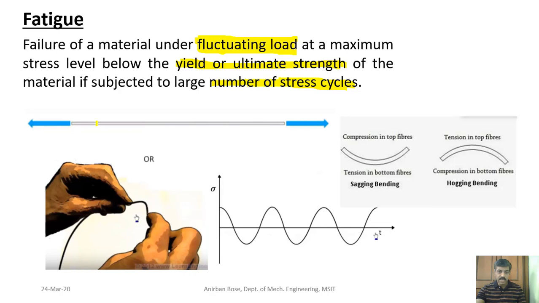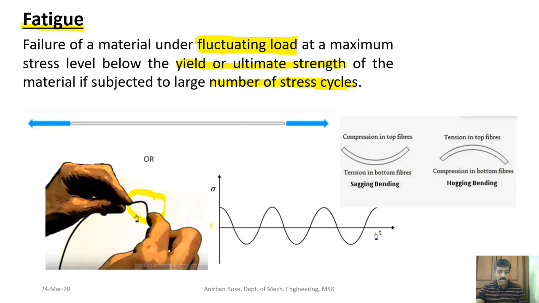Suppose you take a wire and try to break it. If I give you two choices, one is that you just pull at the two ends, and the other is that you bend it in the opposite direction continuously. From your intuition, you know that if you do it that way, it is possible to break the wire with less effort than pulling it from two sides. So this is our intuition. And why is this happening? This is happening because the failure taking place here is by fatigue.